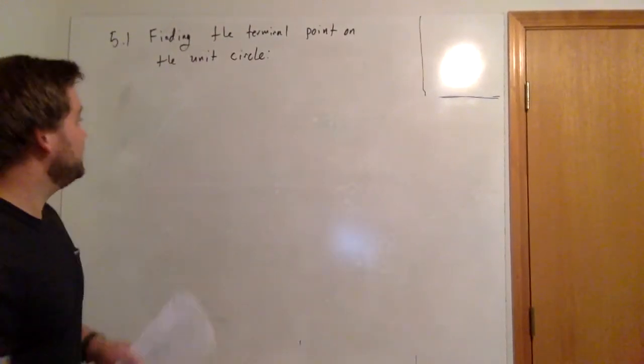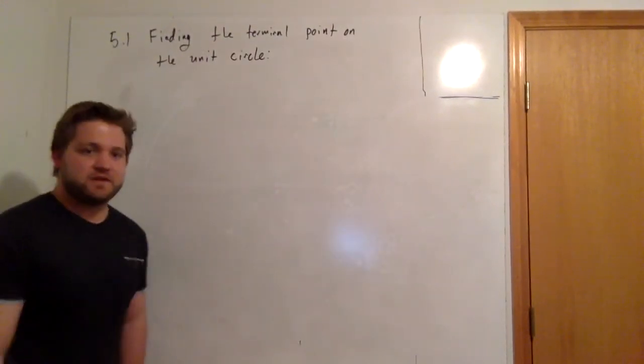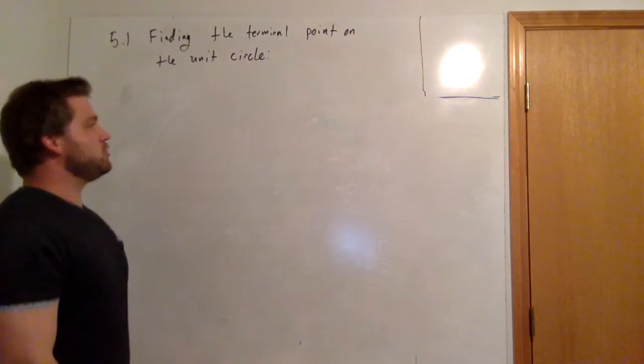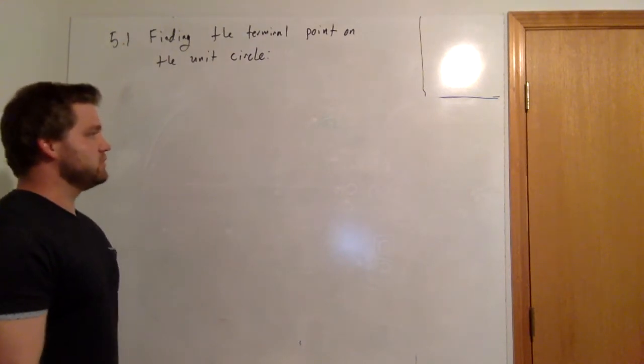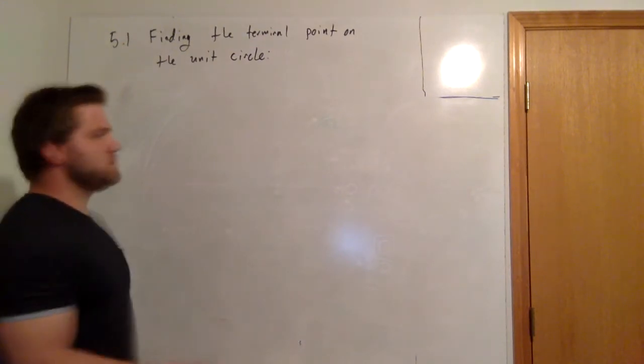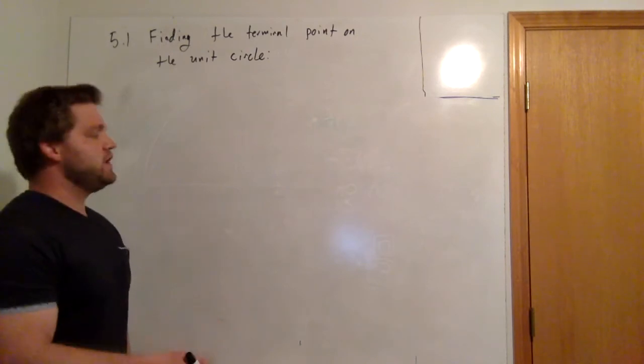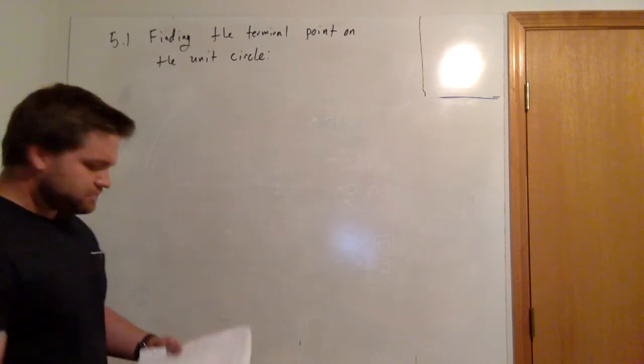Hello everyone. What we're going to do in this video is find the terminal point on the unit circle. What that means is if I tell you a certain distance we've traveled around the circle, we want to find the x and y coordinates.